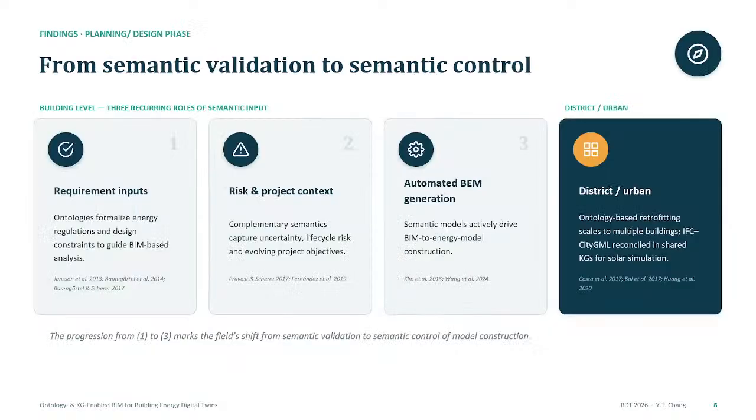Right, so these are some key clusters for the design phase, for the building level and for the urban level. For the building level, of course, a lot of discussion is on whether we can match the requirements for all this energy simulation, and also how we can automate the process of turning the BIM model into an energy model.